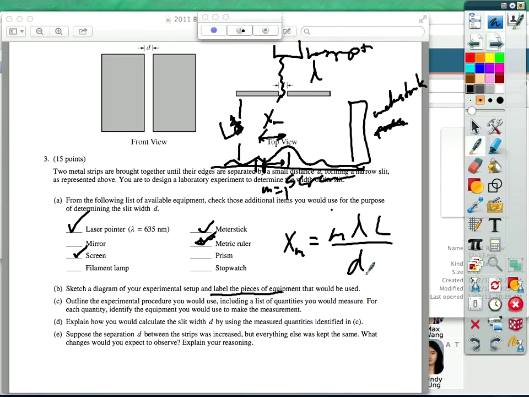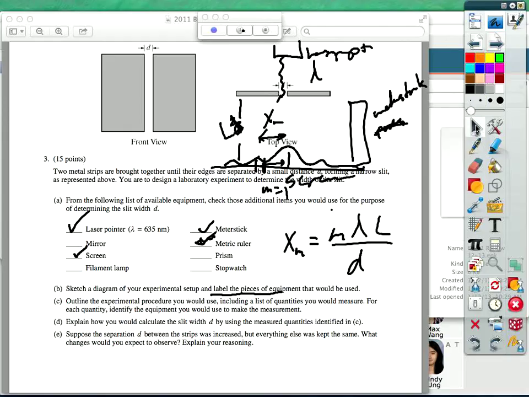X M is the distance from the middle bright line to the first bright band. Yes? Okay. 2 questions with 1 equation. Wait, so you just did C and D. Yep. And then we just did E. So 3 questions with 1 equation.